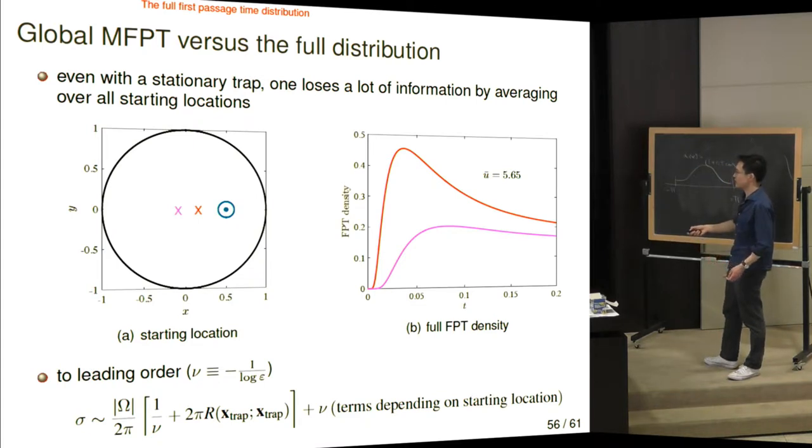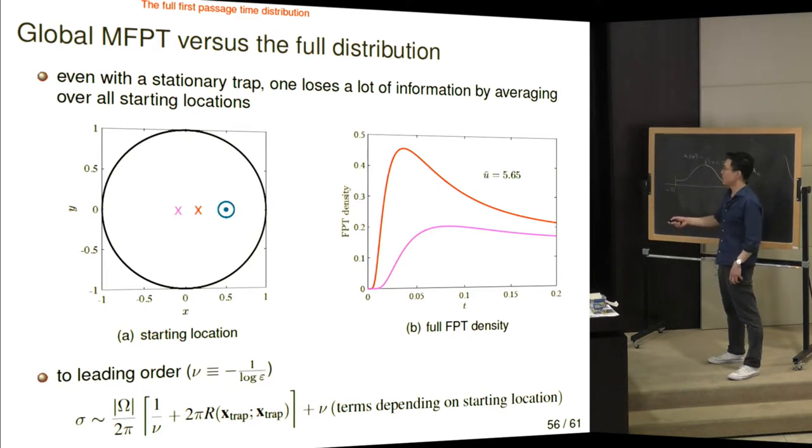And just to elucidate this a bit more, to leading order, the standard deviation of this distribution is order 1 over nu plus some order 1 constant, but this order 1 depends on the location of the trap. It's only at order nu, where nu is order minus 1 over log epsilon, that the starting location comes in. So what this means is that even if you start very close to the trap, it's very possible that you take a very long sojourn before you find the trap again.